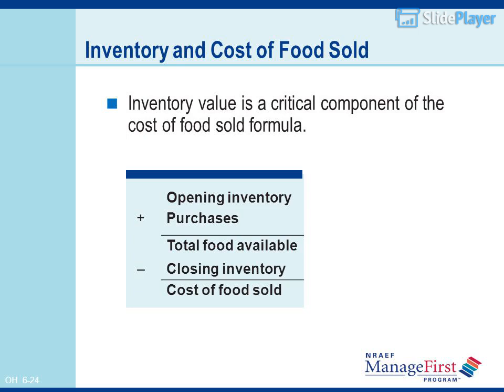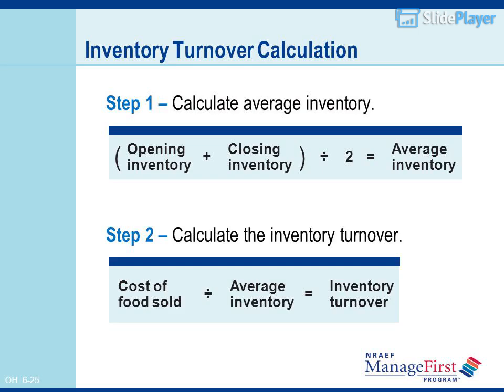Opening inventory plus purchases equals total food available, minus closing inventory equals cost of food sold. Instructor's notes. Explain that opening inventory is also known as beginning inventory. Explain that closing inventory is also known as ending inventory. The ending inventory of one period becomes the opening inventory of the next period. Point out that, when opening and closing inventories are equal, purchases equal cost of food sold. Inventory turnover calculation.